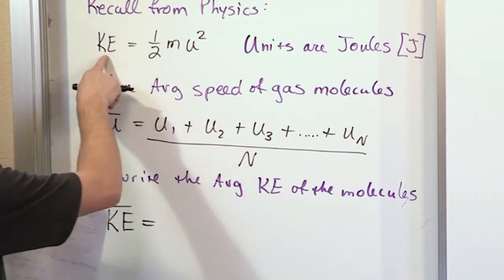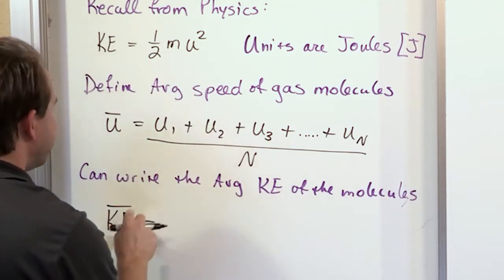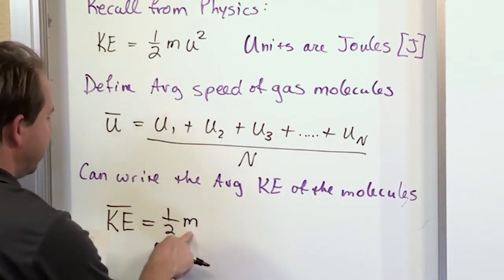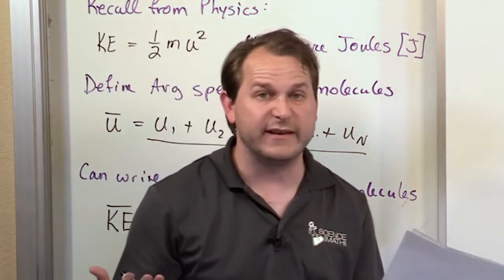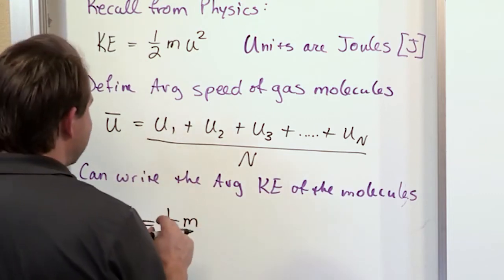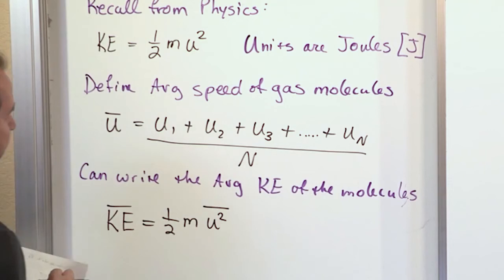Well, we said the kinetic energy of a single molecule is 1/2 times its mass times its velocity squared. So we can say the average is 1/2 times the mass of each molecule, because don't forget, each molecule has the same mass, right? Same mass. Times, now here's where we got to talk very, very specifically. U squared, and we'll take the bar and put it on top of that.